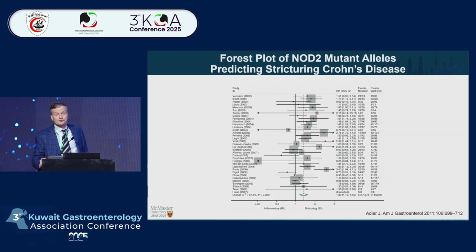We also know that there's a genetic component to this. A number of cohorts have identified NOD2 as a genotype, the mutant alleles that predict the clinical phenotype of stricturing Crohn's disease. And all these individual cohorts are fairly consistent, pointing to a significant odds ratio increase in the risk of various complications of Crohn's disease, including fibrostenosis, if you carry a NOD2 genotype. So certainly that may play a predisposing role in patients with Crohn's disease.